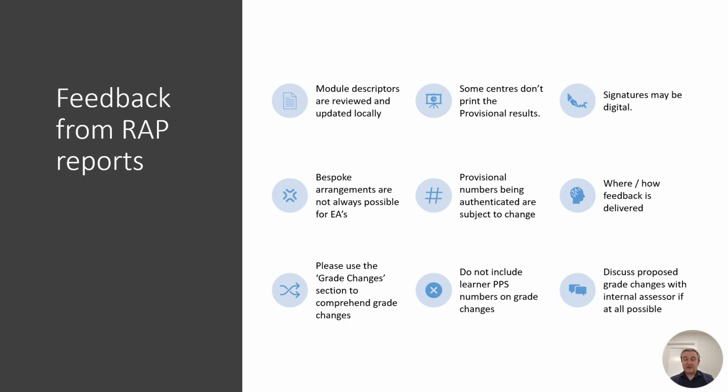Do not include learner PPS numbers on grade changes. If you just use the learner's initials and their original grade, we'll be able to locate that once it's assigned to the correct module. And if you could discuss proposed grade changes with the internal assessor, if at all possible. So you have your link person within the centre that you're EAing. So if there's any issues around grade changes, please have that discussion with them.